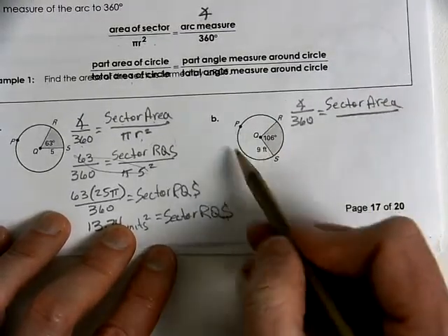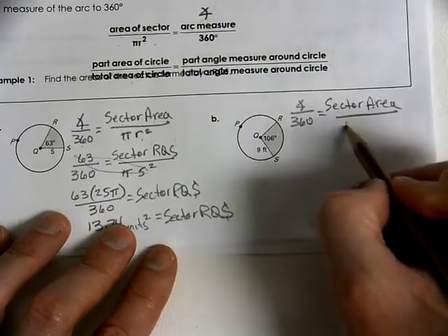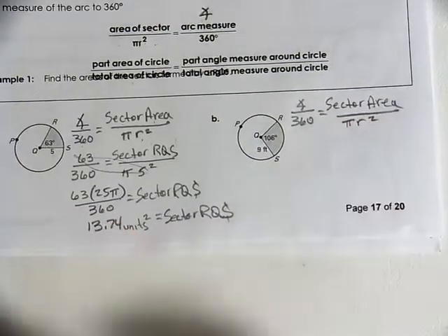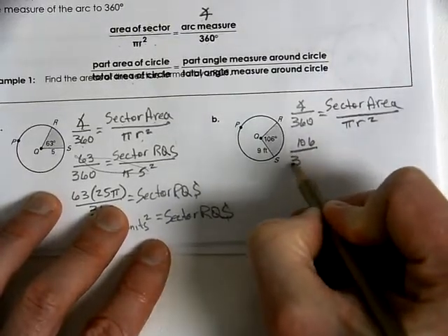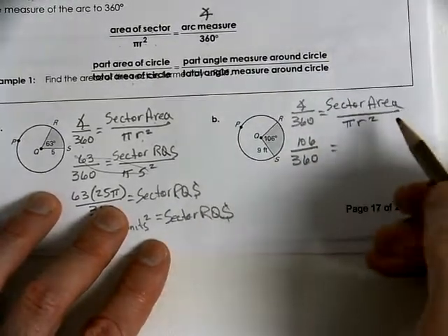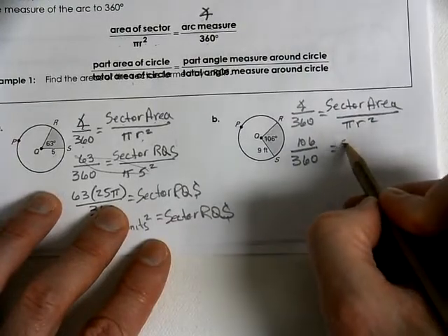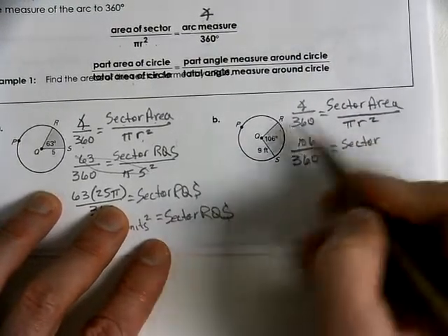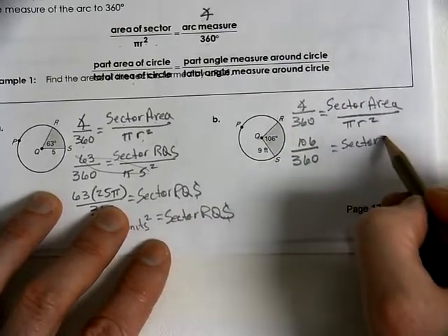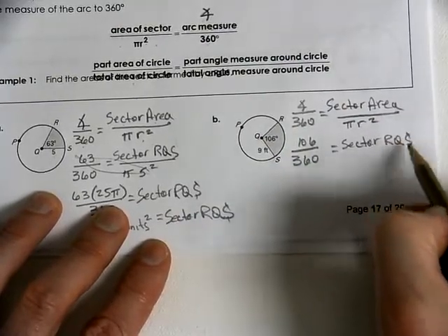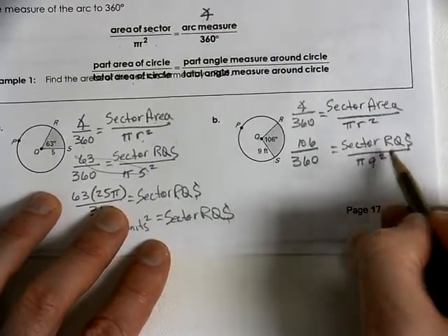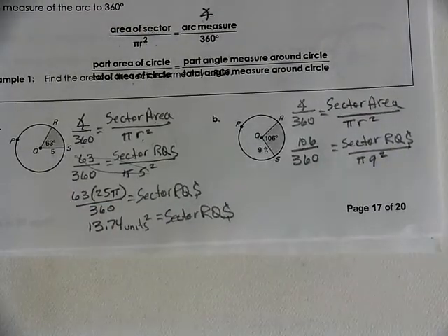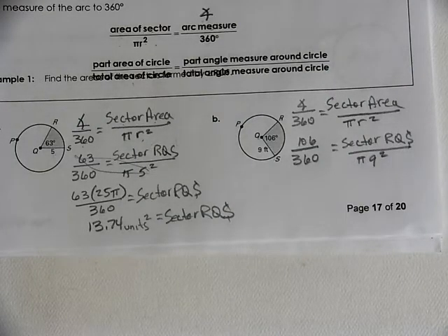And that's going to be related to the entire area. An area of a circle is pi r squared. So we take 106 divided by 360, and we compare that to the sector RQS over pi r squared, and the r is 9. Now you can probably pause the video and calculate the rest of this out.